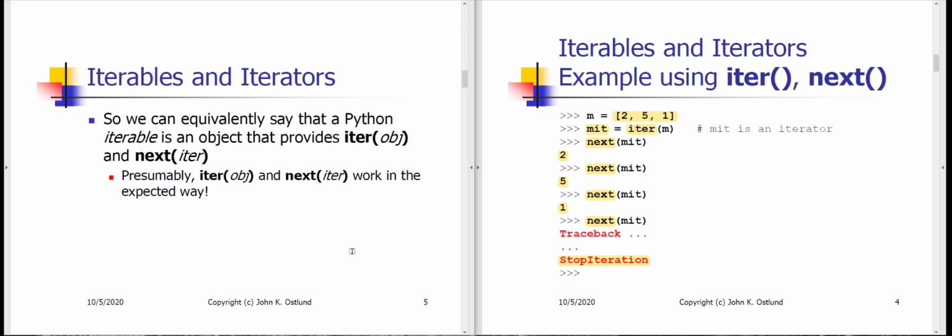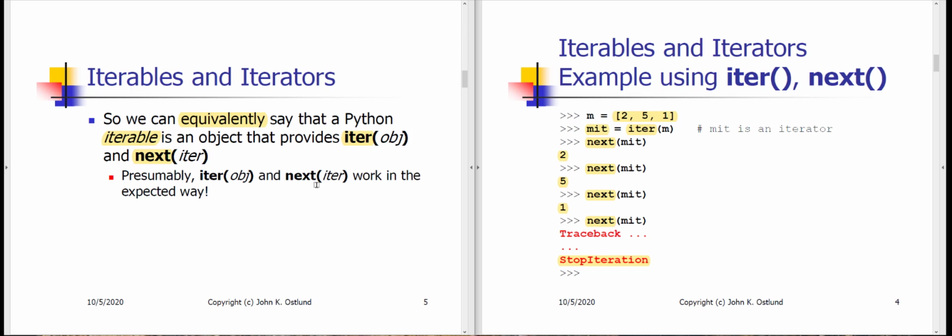Okay, so we said that an iterable is something that you can loop through with a for loop. An equivalent way of saying that something is an iterable is to say that it provides the iter function and the next function. Internally, within a class that you want to be able to iterate through, these things are actually implemented as so-called dunder methods. That is, __iter__ and __next__.